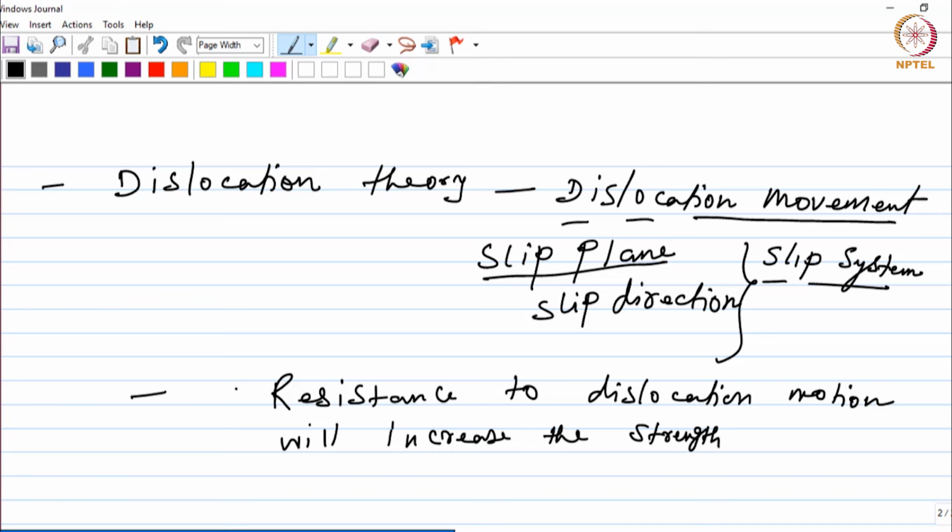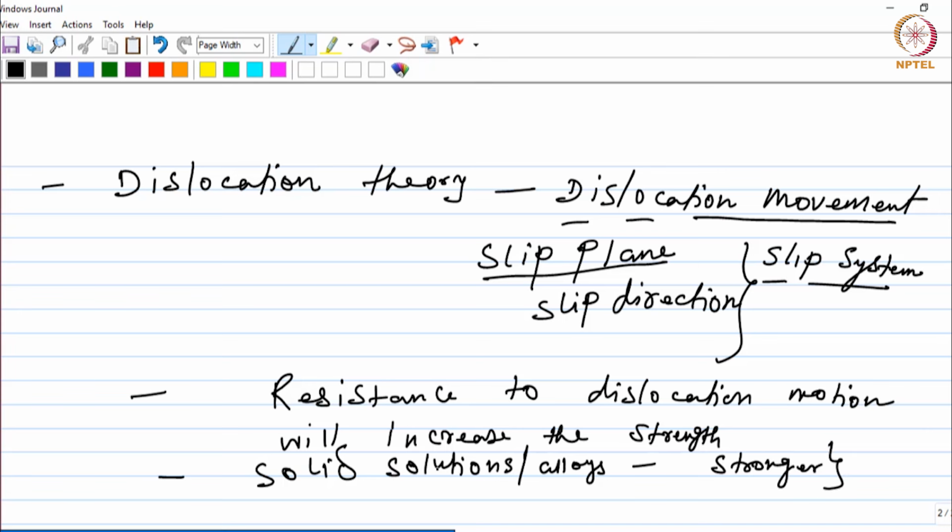So now that alloys, or solid solutions, are stronger compared to the pure metal, you can say that the addition of the solute or alloying elements hampers the motion of dislocations, right? And that is why solid solutions or alloys are stronger. But we still do not know how they do that. I mean, how do they restrict the motion of dislocations? And that is something that we need to understand in order to understand this mechanism.